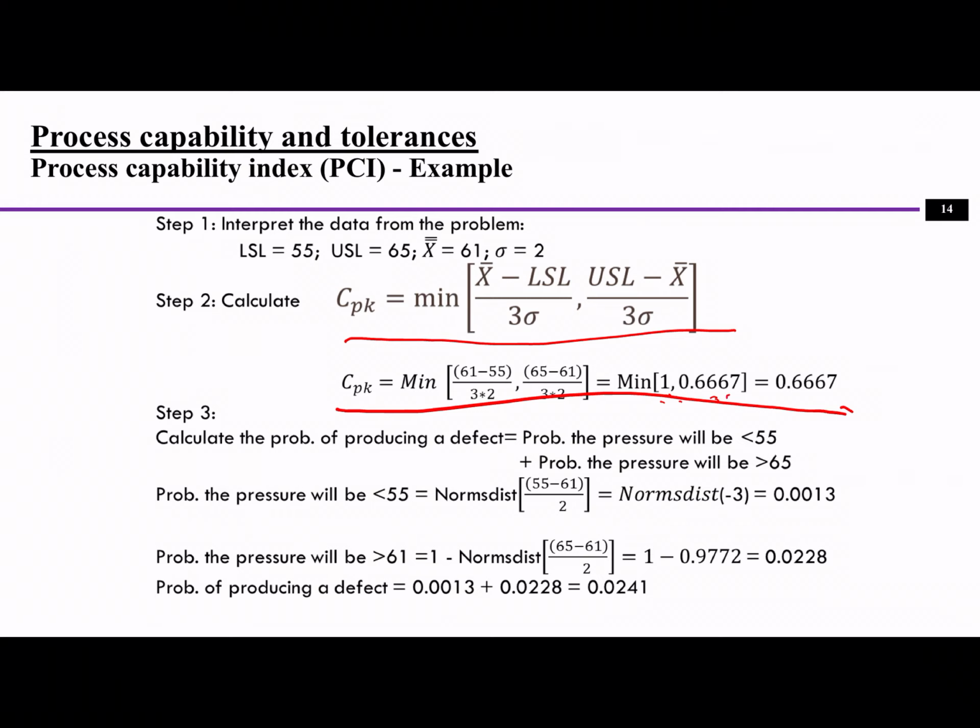It's because the mean has shifted. If it's not shifted, the mean should be in the middle of the upper control limit and lower control limit, which is 60, but it actually is 61. So that's why it's shifted, and this is why we got 1 and also 0.667. Because we need to find the smaller of the two, we choose 0.667 as the process capability.